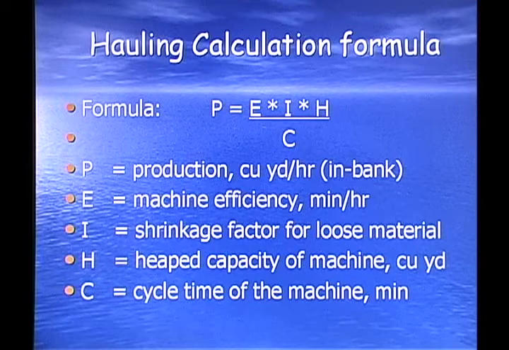E equals your machine efficiency, minutes per hour. I equals your shrinkage factor for loose material. H equals your heaped capacity of the machine in cubic yards. And C equals the cycle time of your machine. Okay, we'll go through each one of those.